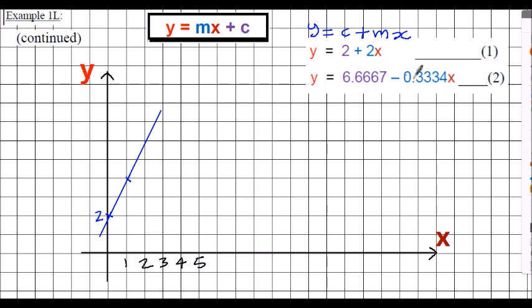And the gradient in this case is a negative 0.3 recurring. So I can plot that now on my graph. 6.6 recurring is the intercept with the y-axis, and the gradient is negative a third. So that means we have a rise of 1 in a distance of 3. So in this particular case, that point will be somewhere here.